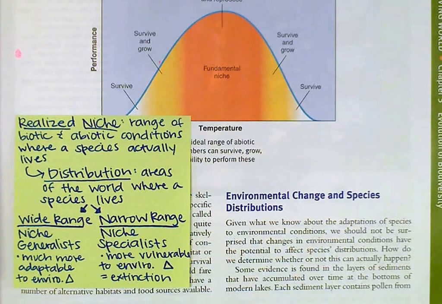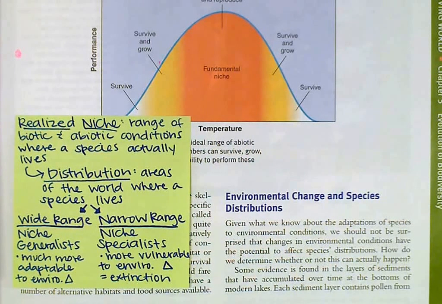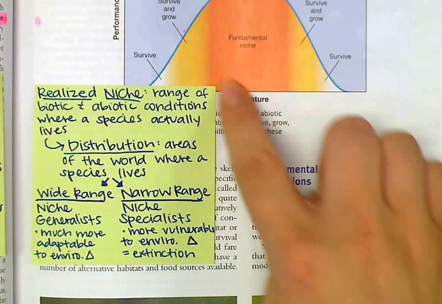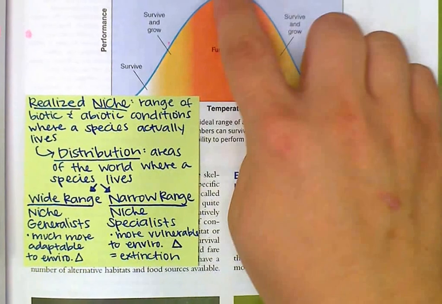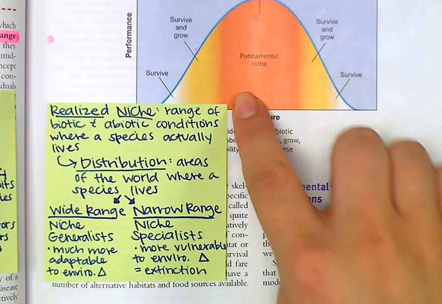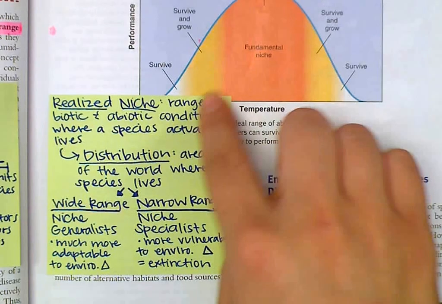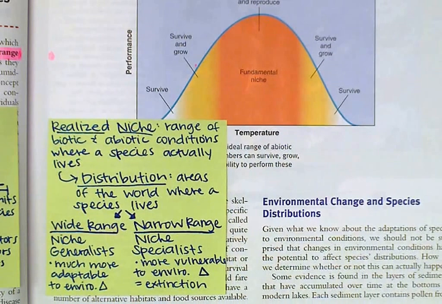Okay, now there's a couple of different niches that we think about. So we have the fundamental niche, which is the best. The realized niche is the range of biotic and abiotic conditions where a species actually lives. So not every species, every organism is going to be able to live in its ideal situation, in this fundamental niche area. Okay, but they can live out in these shaded areas, which are going to classify as the realized niche.